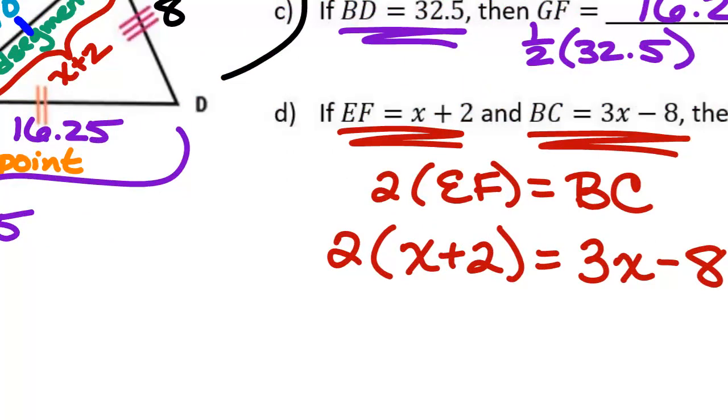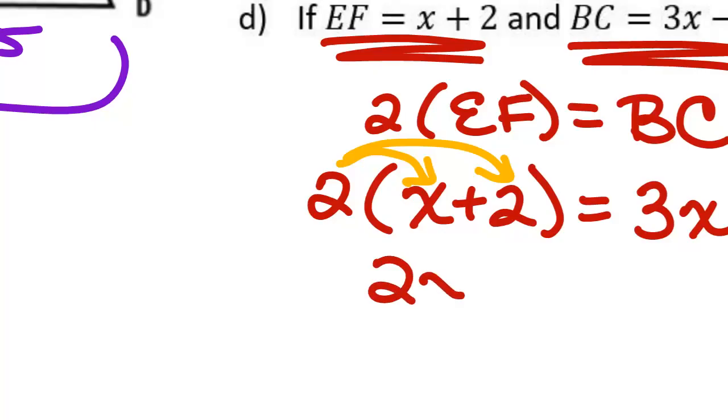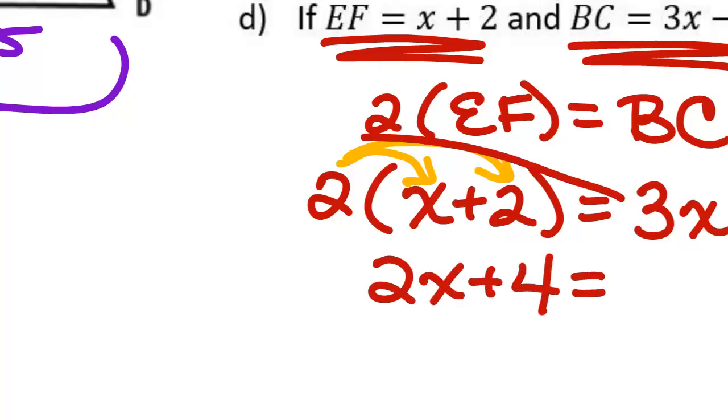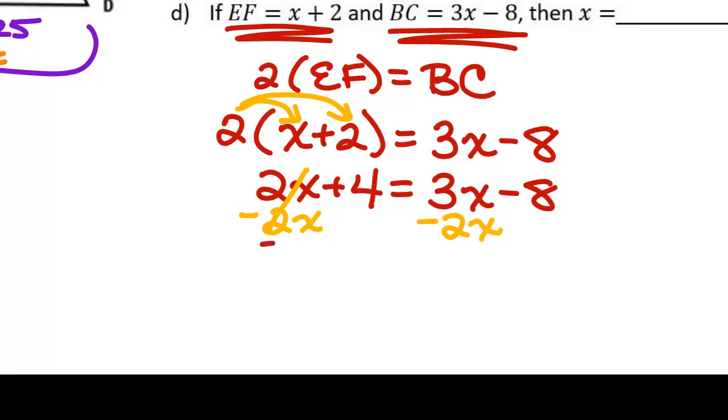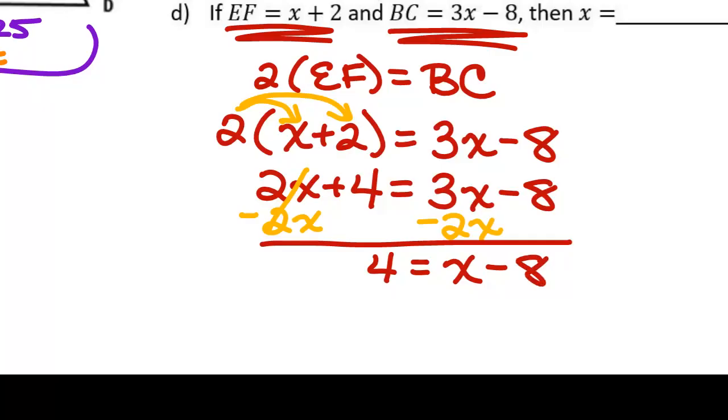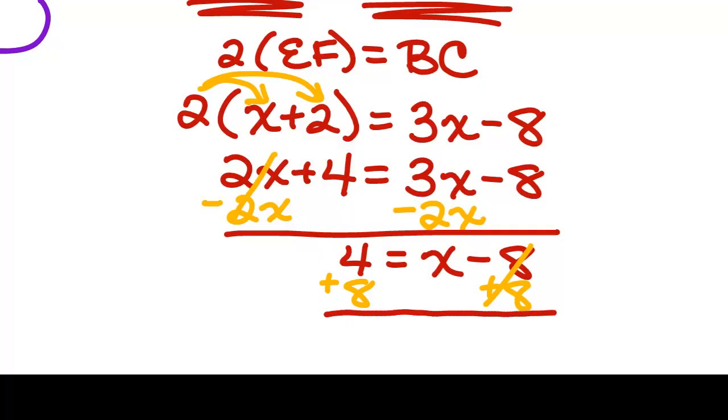Now I'm going to take my 2 outside the parentheses and distribute it inside the parentheses. So I would have 2x plus 4 equals 3x minus 8. Get my x's to the same side by subtracting 2x from both sides. I would have 4 equals x minus 8. Then I'm going to add 8 to both sides. What is 4 plus 8? 12. So x is 12.